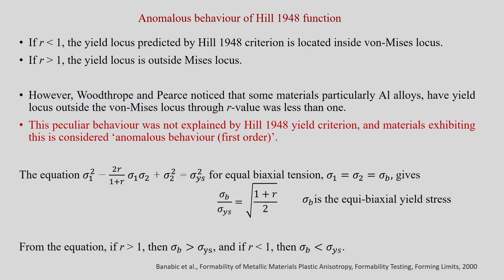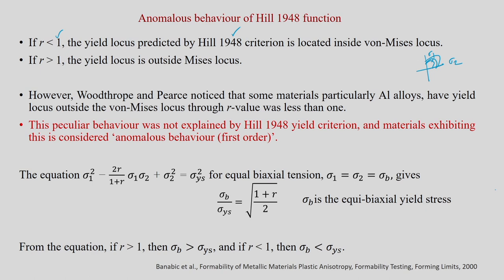What are they? Anomalous behavior. What is that? If we say that R is equal to 1, less than 1, let us say, in general using the Hill 1948 yield function, you will see that the yield locus predicted by the Hill 1948 yield criterion is located inside the von Mises locus. Suppose R is equal to 1, if you say sigma 1, sigma 2, and if R is equal to 1, then if R is less than 1, your yield locus given by Hill 1948 is inside this, something like this. And if R is greater than 1, the yield locus would be outside, it goes out like this. That is what is generally observed with the Hill 1948 yield function.